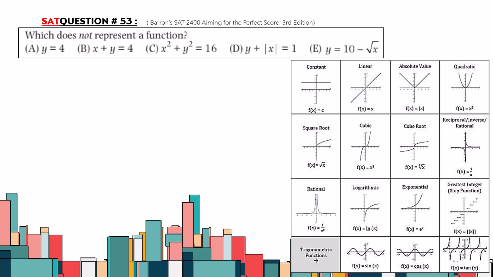Which does not represent a function? We're talking about the definition of a function from the previous questions, so let's review it in case we forgot. This question asks for the opposite, for the one that is not a function, but we have to find out what a function is. A function is when one x value gives only one y value, and we use the vertical line test.